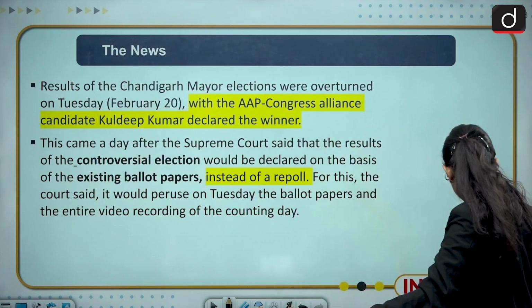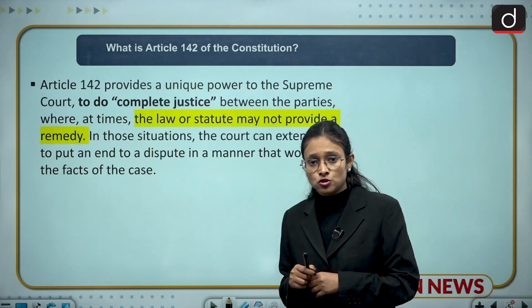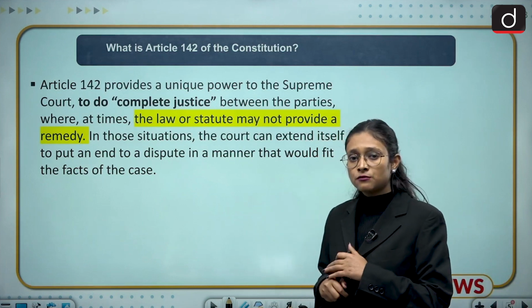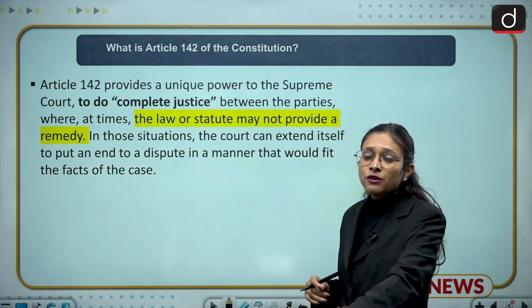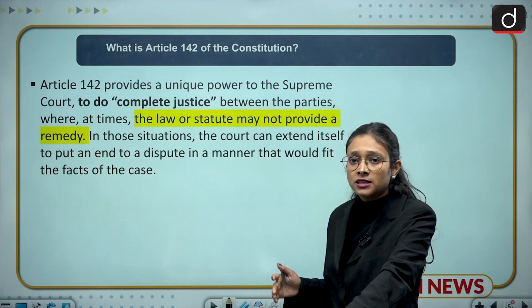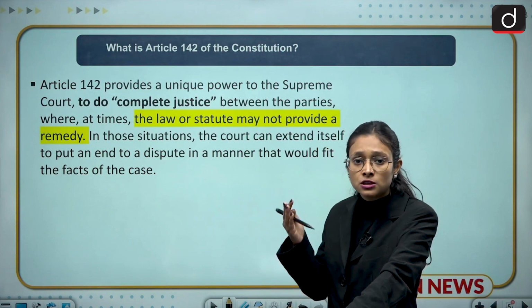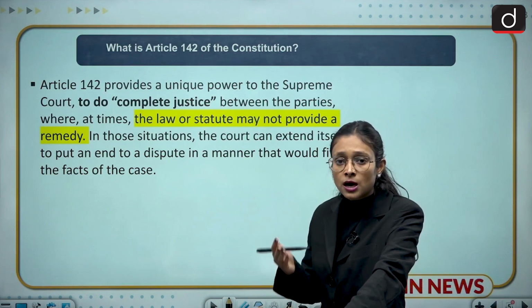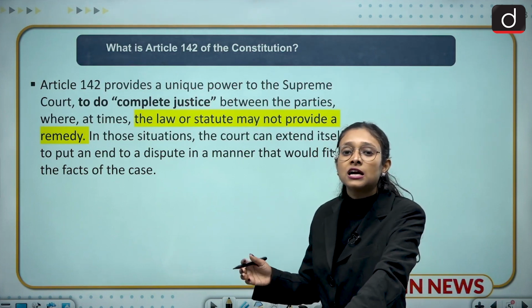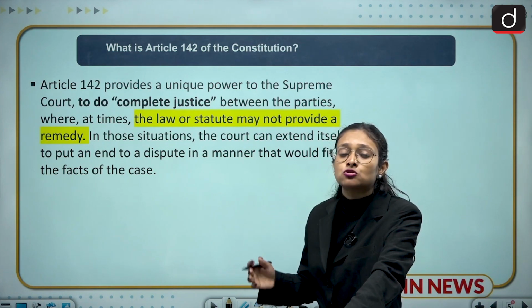Moving to another slide, about what Article 142 of the Indian Constitution is. In the introduction we already said that when the executive and legislature cannot function properly and there is no remedy left, then the Supreme Court and judiciary have to intervene, and the judiciary intervenes under Article 142 of the Constitution and gives complete justice to the people.